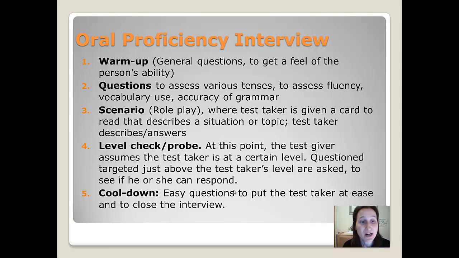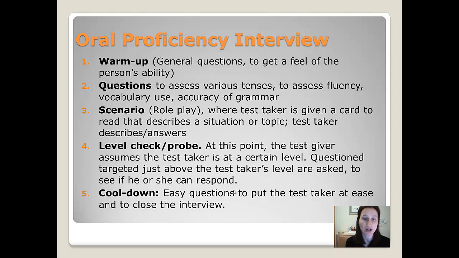Then there are more serious questions that they use to assess various tenses. What did you do last weekend, to assess past tense? Can they do that? What will you do in the future, in the summer that's coming up? They use these also to assess fluency, vocabulary use, and accuracy of grammar on the ACTFL scale from novice to superior, even distinguished.